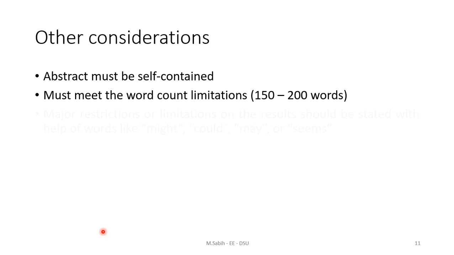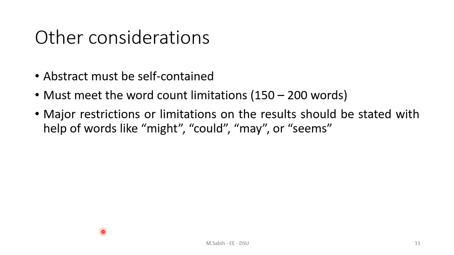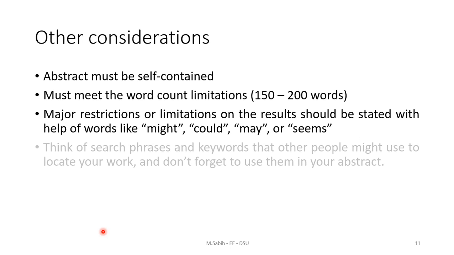So be very careful. Major restrictions and limitations on the results should be stated; this is also important. For example, these are the doubts that you want to share with other people which you are unable to explore more, or there are some indications. So you might say might, could, may, and seems. You can use these words.